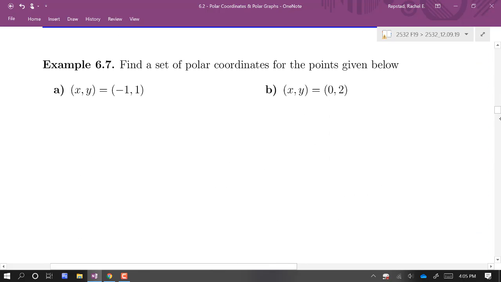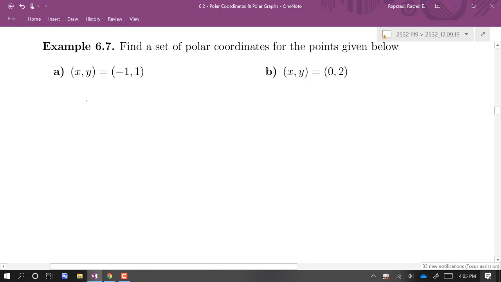Okay. Going the other way, we want to find a set of polar coordinates for the points given below. I often start these ones by just sketching. It doesn't have to be super accurate, but the point -1, 1 is here. So I need to find r, and I need to find theta. Theta is always an angle measured from the positive x-axis.